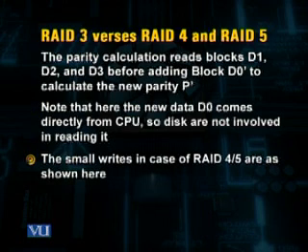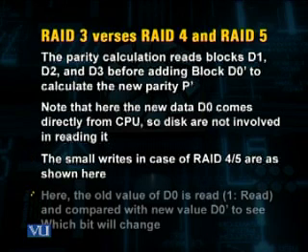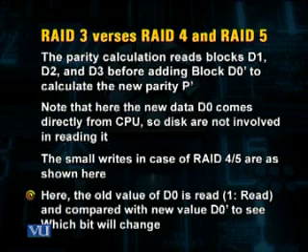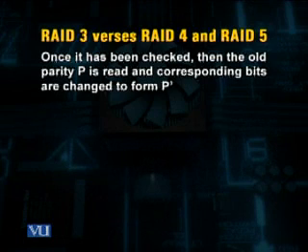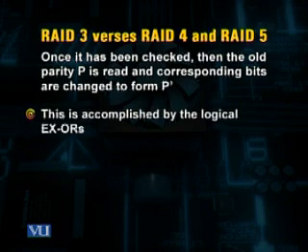The small writes in the case of RAID 4 or RAID 5 are as shown here. Here you can see that the old value of D0 is read, which is written here as read 1, and is compared with the new value D0' to see which bits will change. Once it has been checked, the old parity P is read and the corresponding bits are changed to form P', that is the new parity. This is accomplished by logical exclusive ORs.